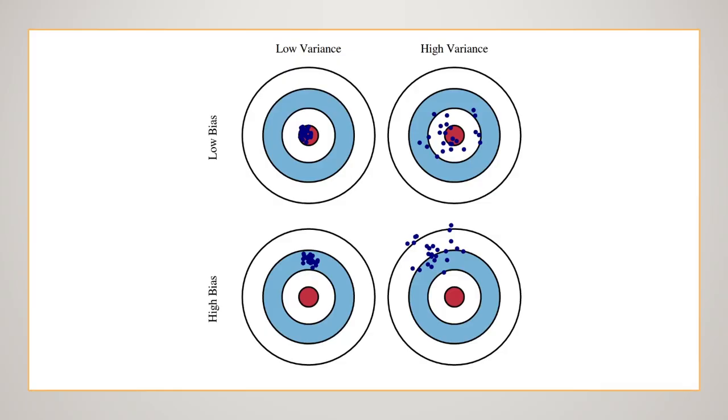So you can see here, low bias and low variance is exactly what we want, right? Everything's right on the bullseye. High bias and low variance, well, all of our arrows are clumped up nicely, but they're way away from the bullseye. High variance, low bias, well, like I said, it hits the bullseye more times than high bias, low variance, but it's still pretty irregular. And high bias, high variance is the worst one of all.